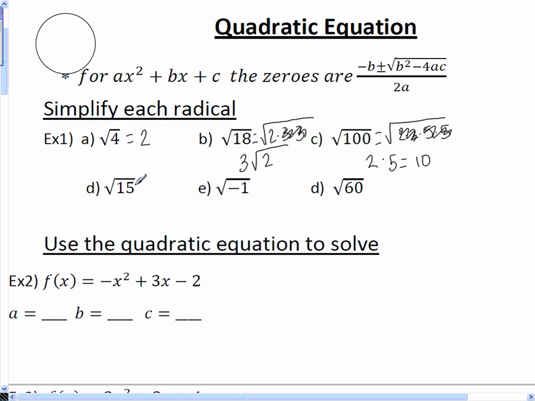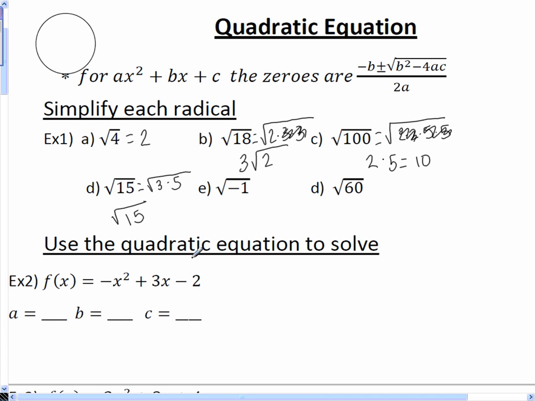15, let's try this one. Well, when I break this down, I get 3 times 5, right? Now right here, we have a problem because there are no pairs. So how do I simplify this? I can't is the answer because there are no pairs. So my answer is just square root of 15.